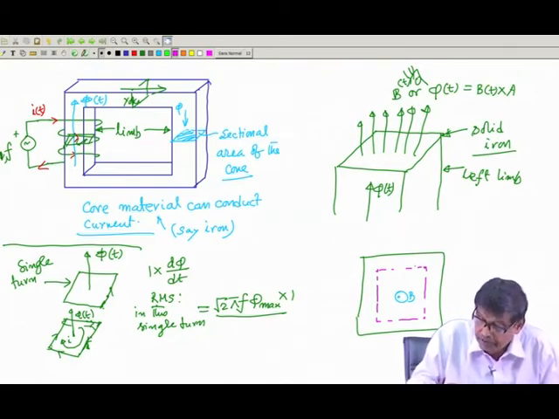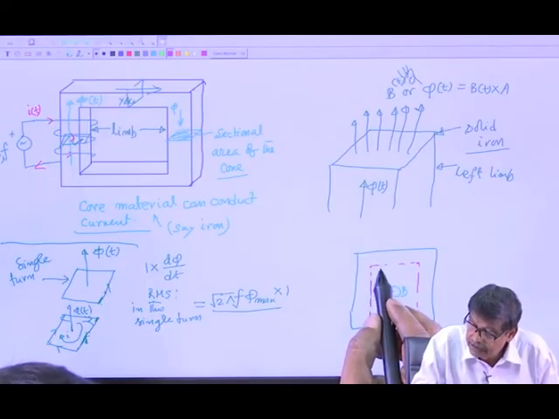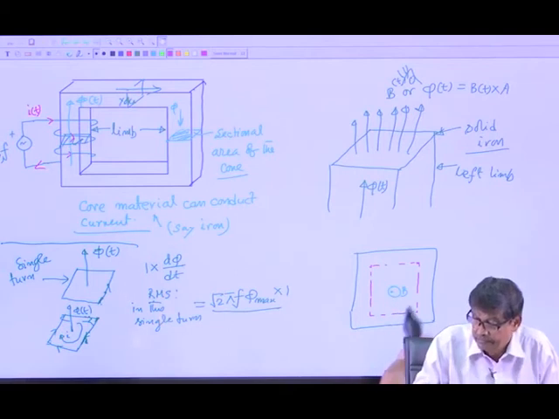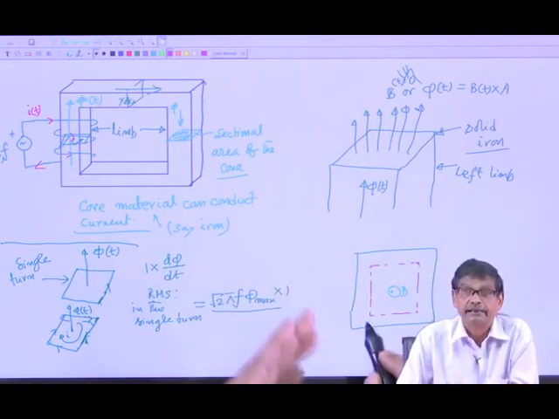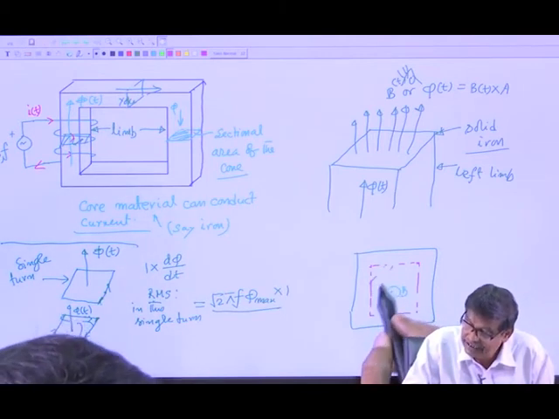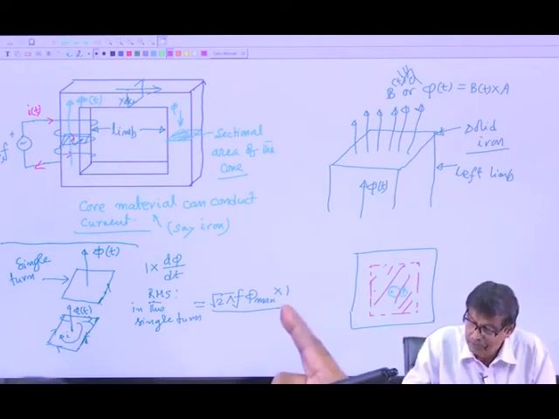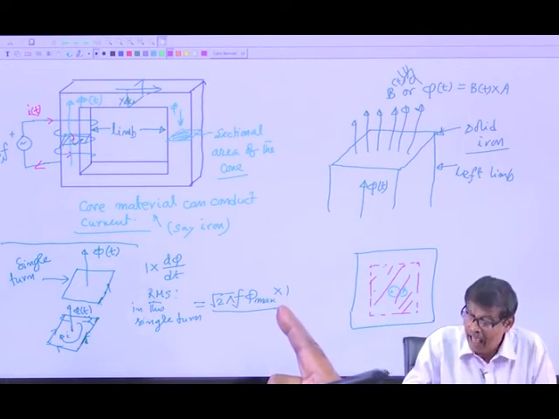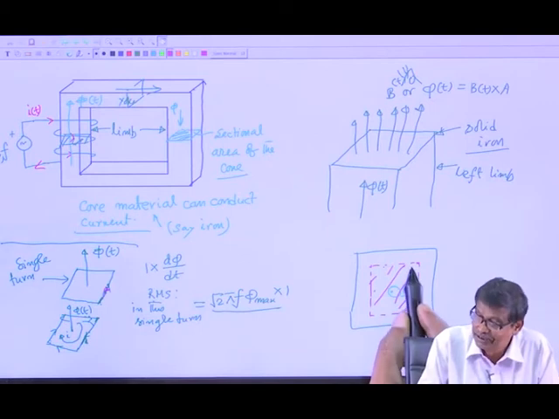whose value will be root 2 pi f phi max enclosed by this area, not this full phi max. If you consider a single loop like this, then you have to take this area and calculate the phi max there, into 1. And this switch is already closed, you have nothing to do.